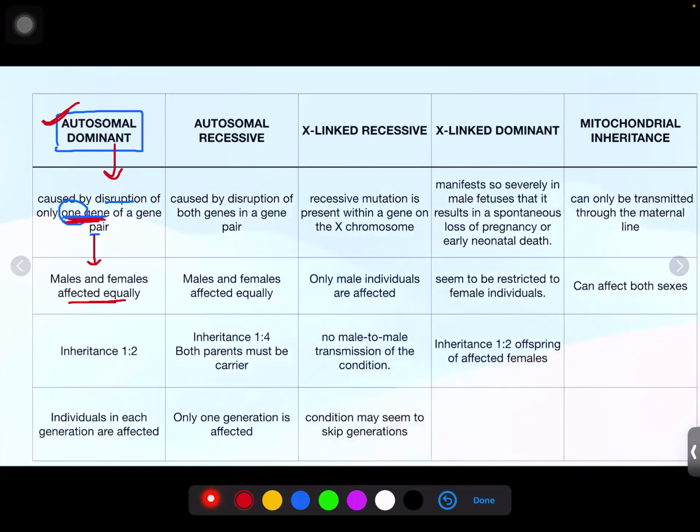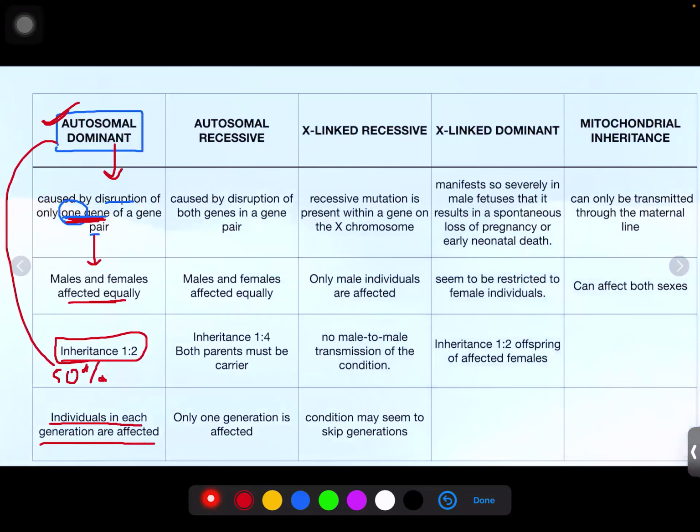So there is no discrimination between male or female. Only the total percentage. Inheritance is 1 in 2. 1 in 2 means 50%. We have drawn a pedigree, and there you have seen that there is a 50% chance of having the disease. And that's important. Individuals in each generation are affected.